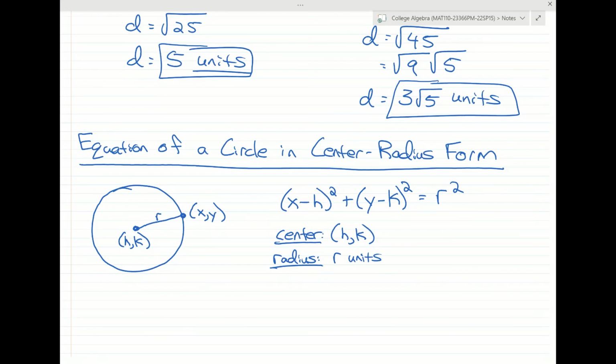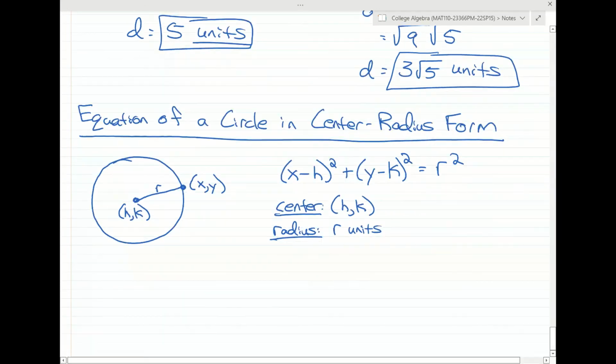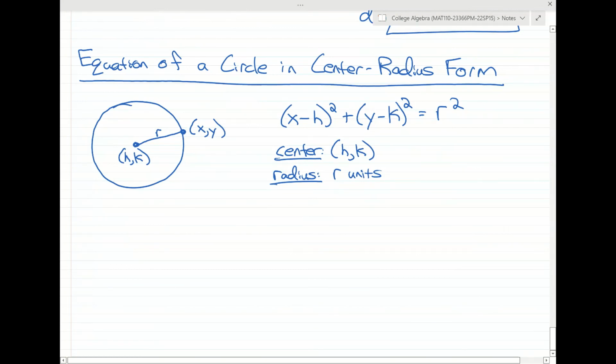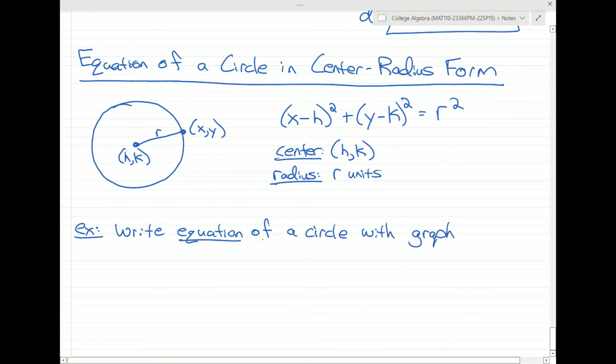All right, I wanted to do just 3 quick examples. It'll only take about 5 minutes, and then we'll get out of here. So, write the equation of a circle with, number one, the center at 0, 0, and the radius is 4 units.